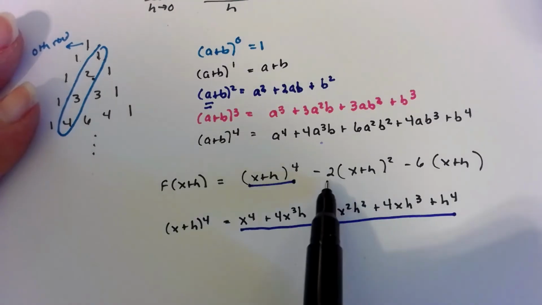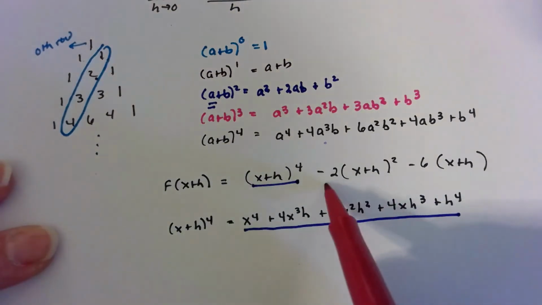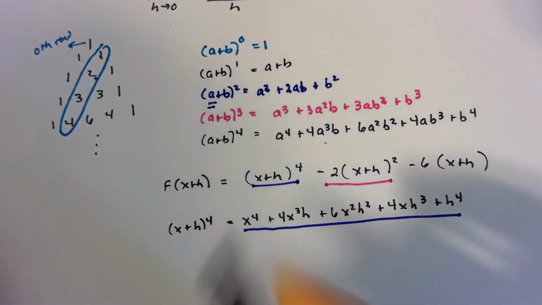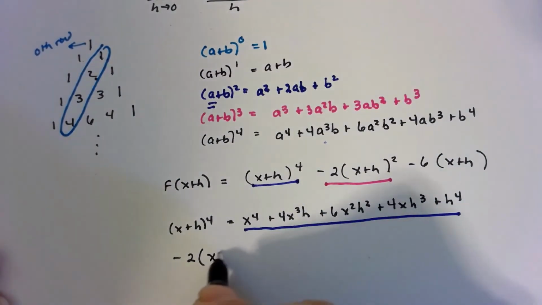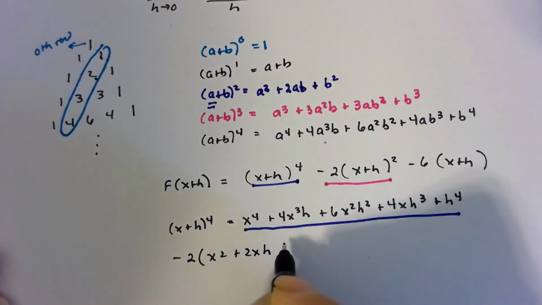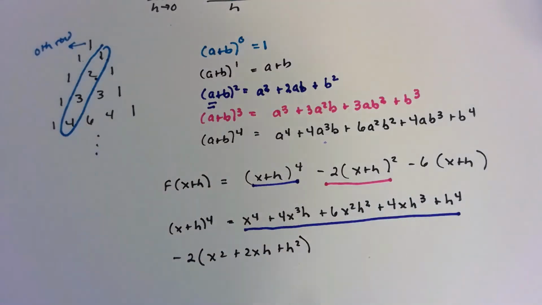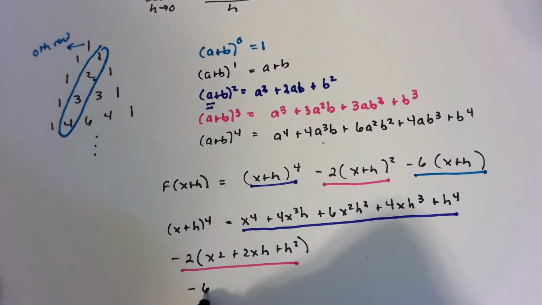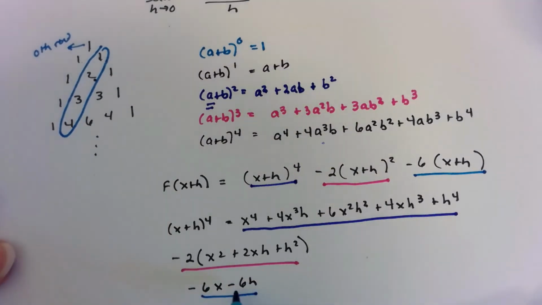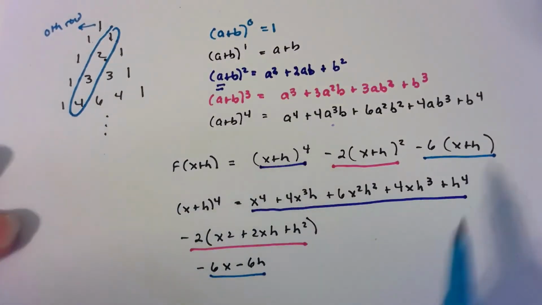Now, underneath, I'm going to expand this one. Okay, so I've got -2, and if I expand the square, I'm going to have x squared plus 2xh plus h squared. So this is the expansion of that term. And then finally, if I distribute the -6 here, I'm going to have -6x minus 6h. So this is after I've used the distributive property.